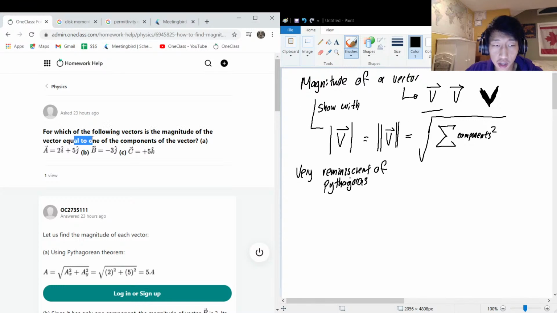Anyways, let's take a look at our options here. Using our options, we could calculate their magnitudes. And then it's asking us which vector has a magnitude that is equal to one of the components. And then we can tell.